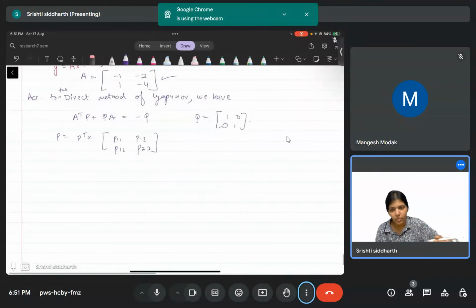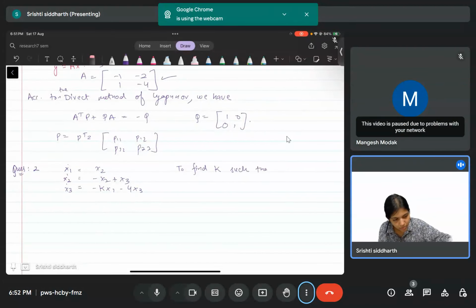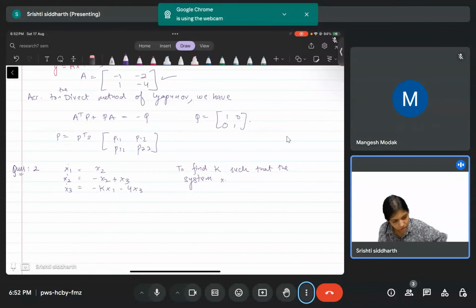So another question that we have is this. For example, we have a linear system, a third order system, first order differential equations. We have x2 minus x2 plus x3 and then minus 4x. Now the question is, we find J such that the system, so let's see, x dot is asymptotically stable.